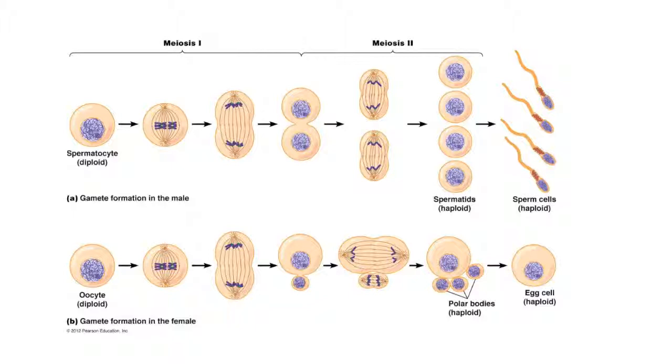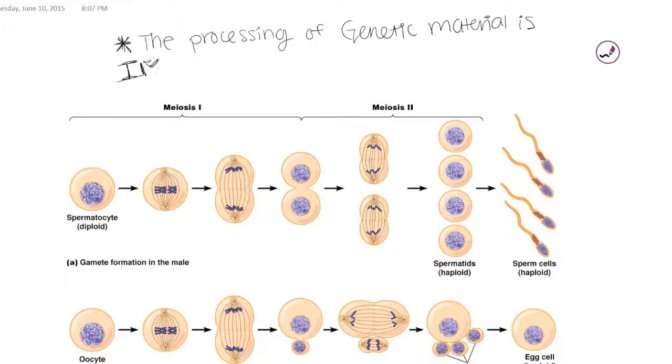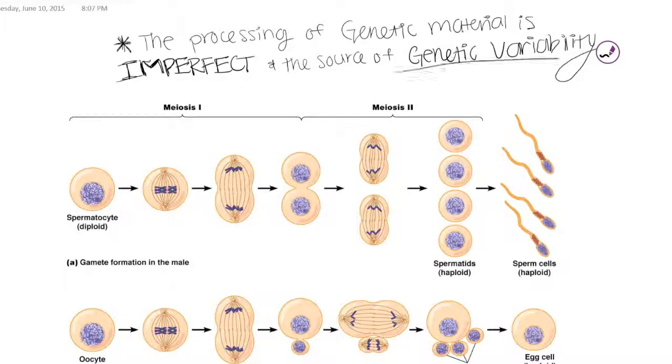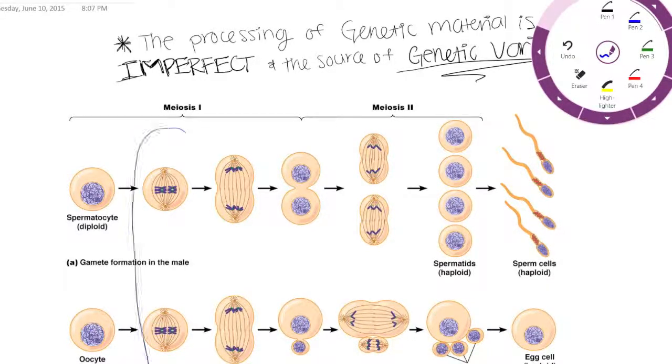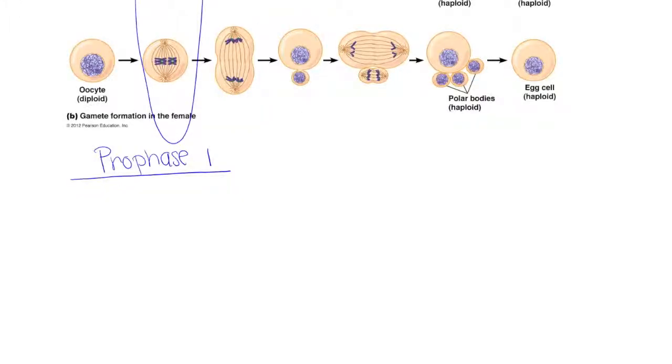We are going to talk about how genetic variation is imperfect and a source of genetic variation. We're going to start by talking about how the processing of genetic material is imperfect and the source of genetic variability. And mutations may occur in meiosis.